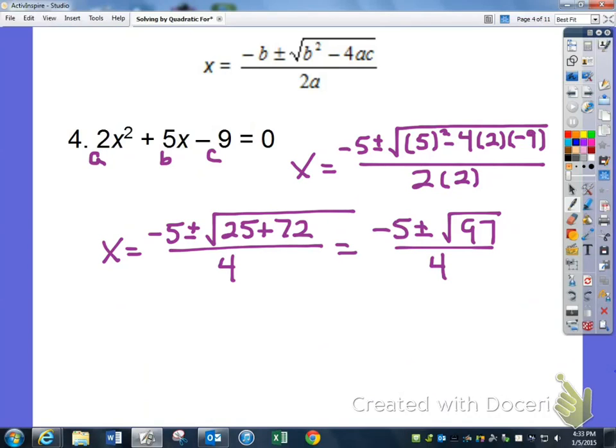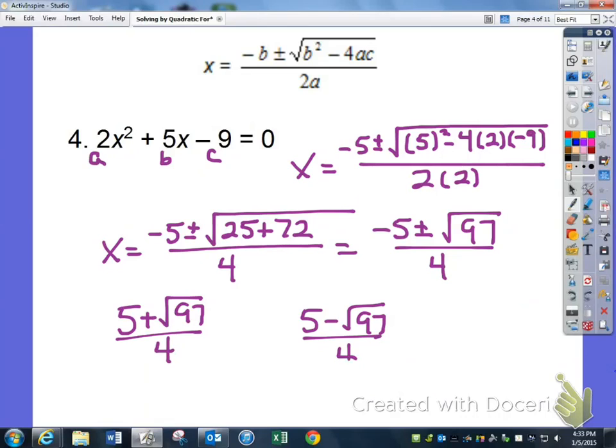Okay, I went and simplified it even further, and I added what I got together in the radical sign, so I ended up with negative 5 plus or minus the square root of 97 over 4. And if you got that, then we match. If not, I'll pause and you can ask me questions. But at this point, this is where we do two different problems. We do negative 5 plus the square root of 97 over 4, and negative 5 minus the square root of 97 over 4. So we're going to put that in our calculator. Negative 5 plus the square root of 97, hit enter, then divide by 4.